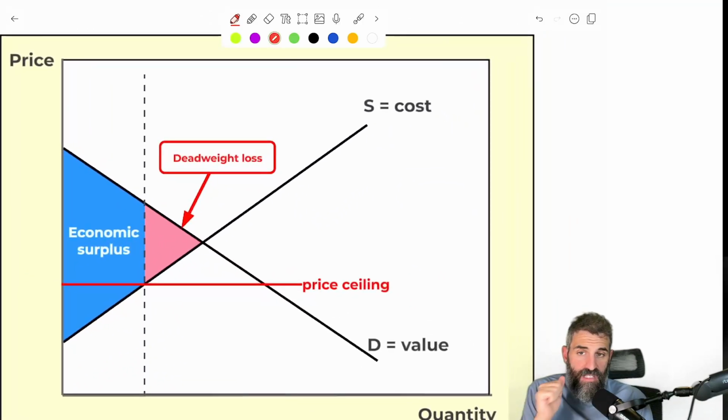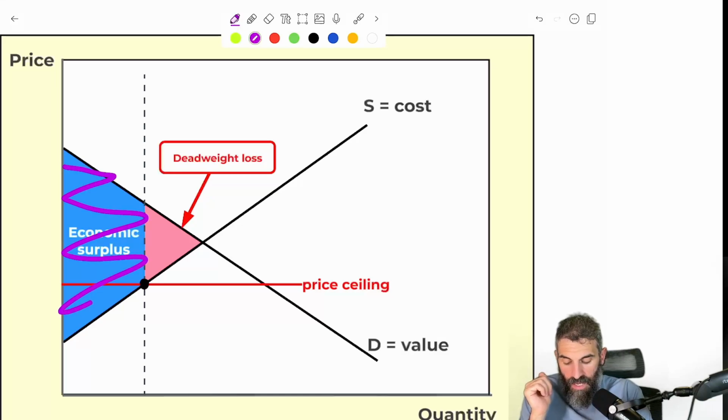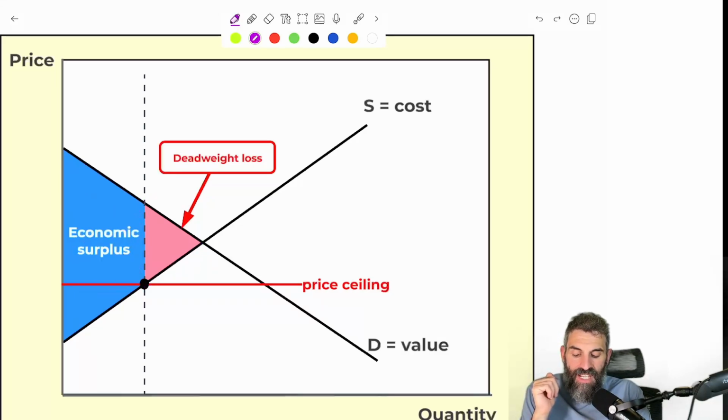This is an example of a price ceiling. The government comes in and says, maximum price is whatever that is. Look at what happens to the economic surplus. It shrinks. Now it's only this area. And this triangle here is what we call deadweight loss. Deadweight loss is any loss to the total economic surplus or the total economic benefit. Basically, by the government imposing this price ceiling, they're eliminating all of this benefit to the economy.